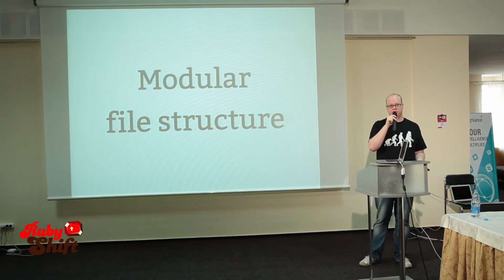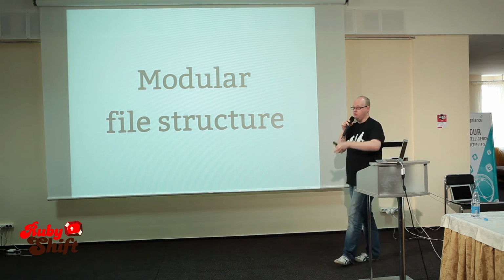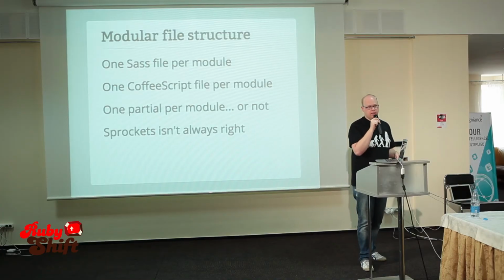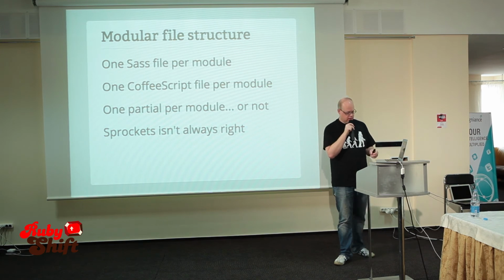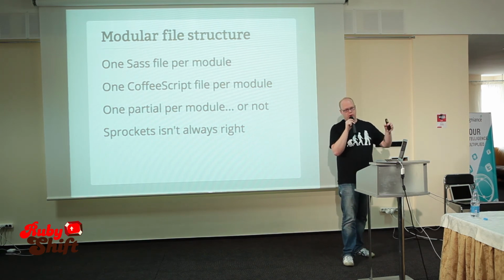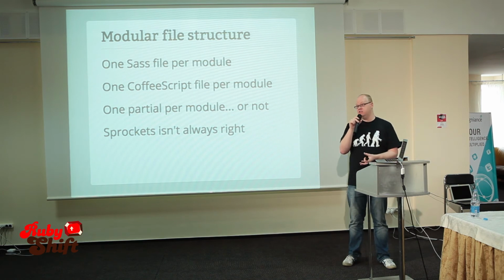Now, there's modular file structure. You have your structure, your styling, your behavior, but those files need to go somewhere. So what I do, I use a single Sass file per module. I use a single CoffeeScript file per module. And I use one partial per module or not. Partials can generate a lot of I/O output and input, obviously. That's why I often end up copy-pasting the HTML and creating a partial for everything on a single page, which is probably the best way to go.